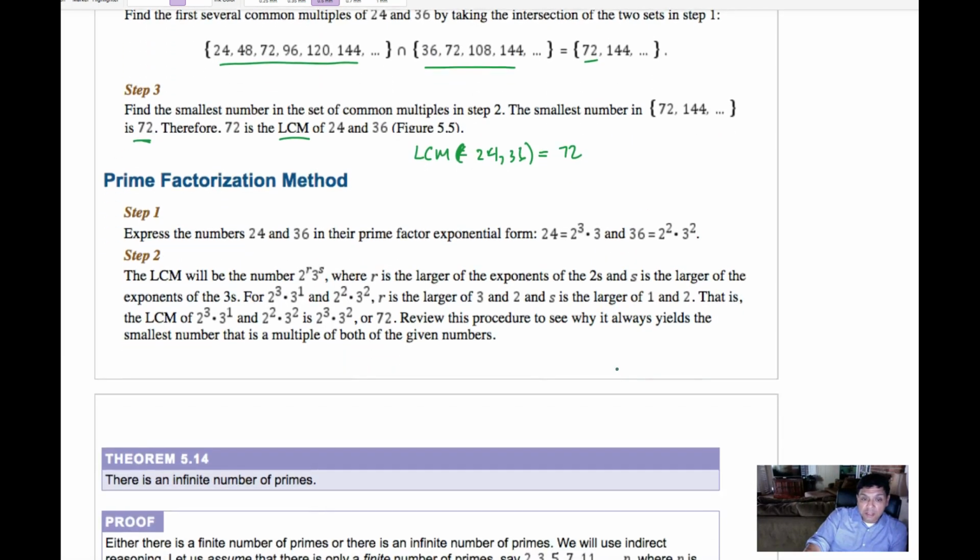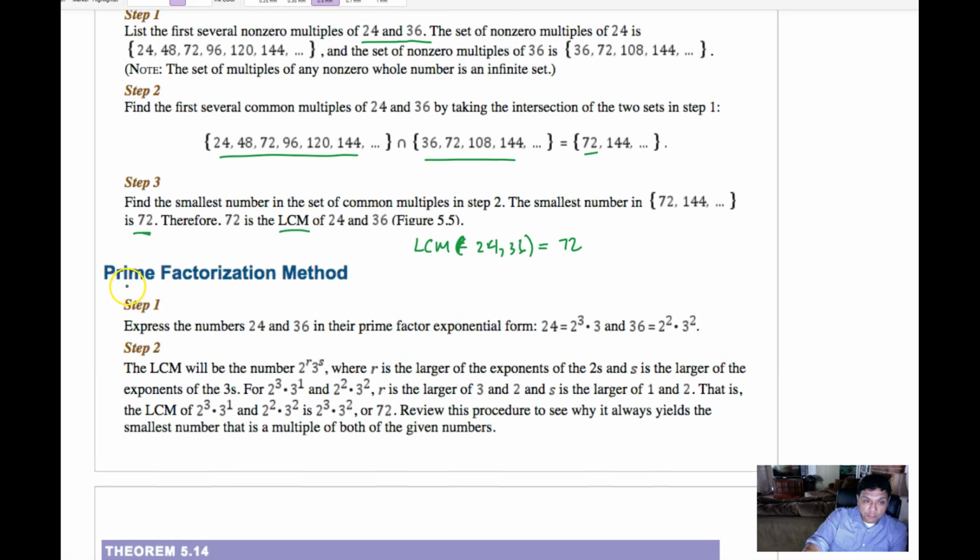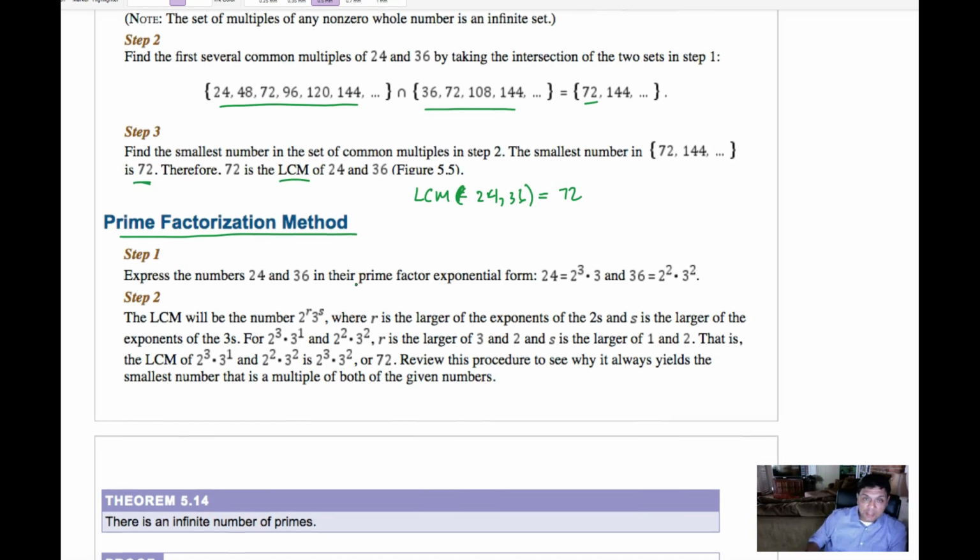The other way that I'll ask you to do it is through the prime factorization method. Sometimes students like that because it's easy to do. It's faster than listing things out. You can see if we take 24 and factorize it, I'm going to skip the work, what that comes out to be is 2 cubed.